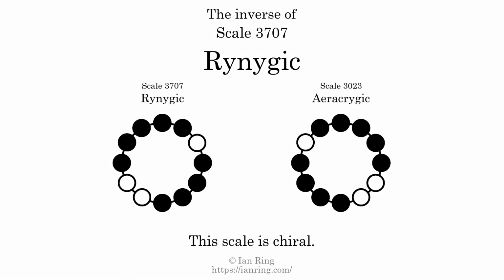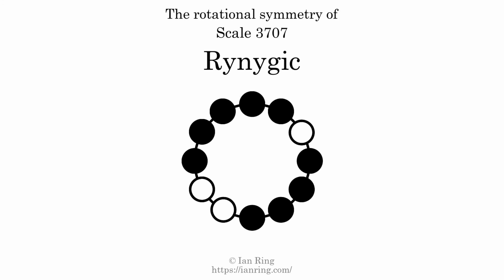The inverse of a scale is a mirror image. It is what you get when the sequence of intervals is reversed. The inverse of this scale is scale 3023, also known as Rynygic. This scale is chiral. It cannot transform into its inverse by rotational transformation. This scale has no rotational symmetry.